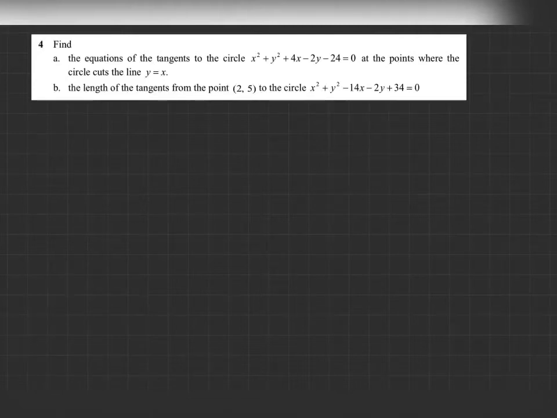Hello, what's up guys? Okay, so sekarang ni kita nak jawab soalan nombor 4 daripada buku tutorial kita. So first is find the equation of the tangents to the circle.